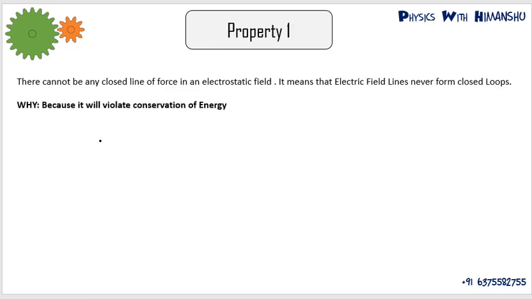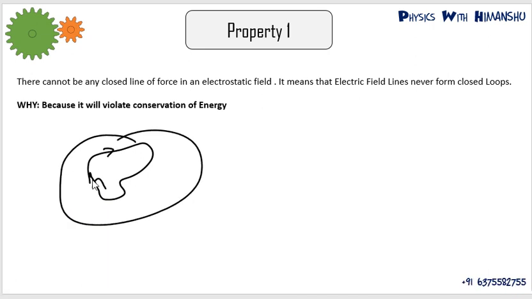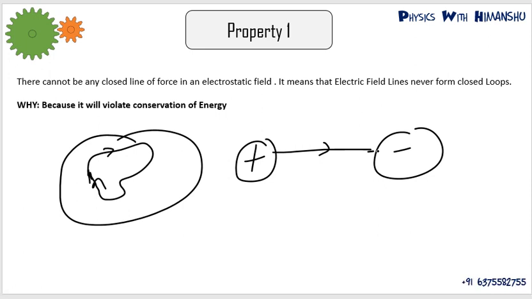Property number one. See, electric field lines can never form closed loops. Okay, so if somewhere electric field is given to be like this, can this be an electric field line? No, because it is a closed loop. Electric field line can never form a closed loop. Electric field line starts from a positive charge, and if there is a negative charge nearby, electric field lines will end at that negative charge. So it will start at positive, it will end at negative.